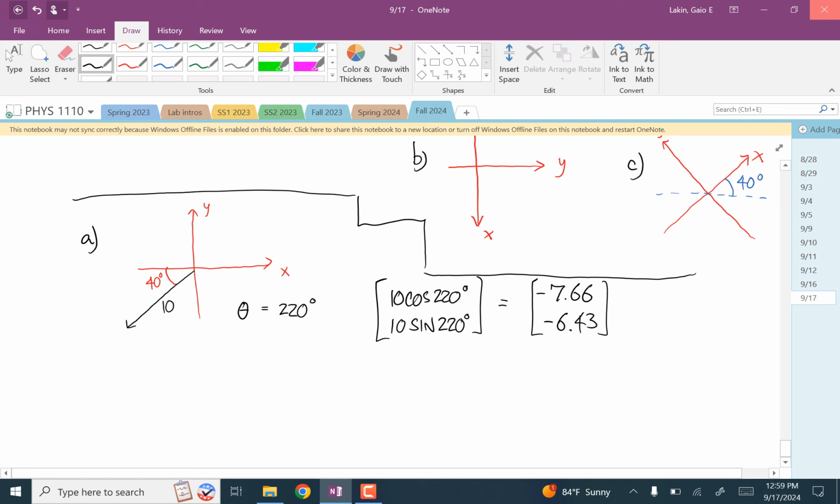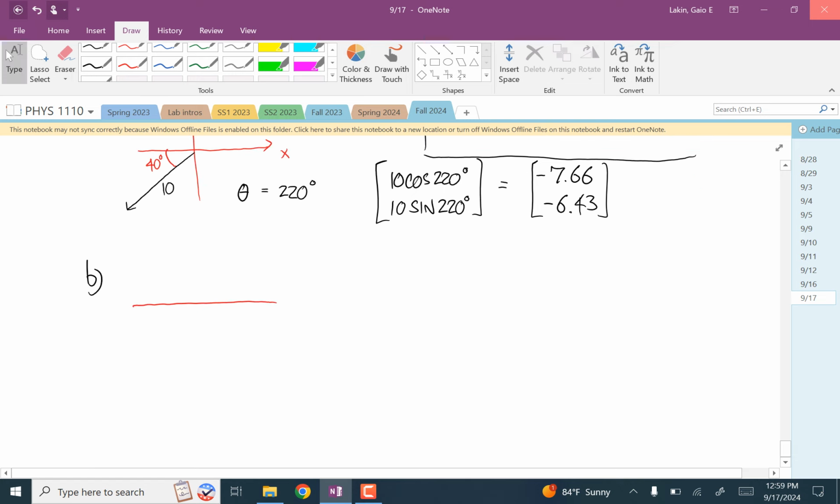Now we're going to go to the funky ones. The first one isn't so crazy. It still lines up kind of the way we're used to. We're just calling the x-axis down and the y-axis to the right. And the vector does not rotate when the coordinate system rotates. So this vector still just points like this, and it has a magnitude of 10, and it makes a 40-degree angle with the horizontal.